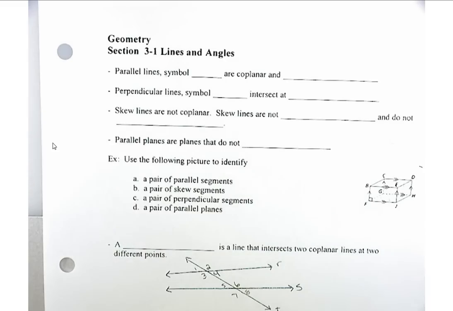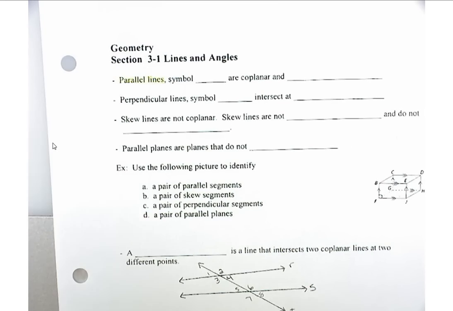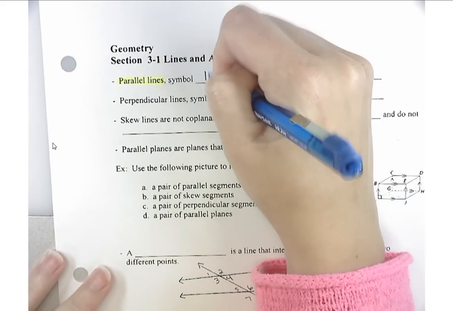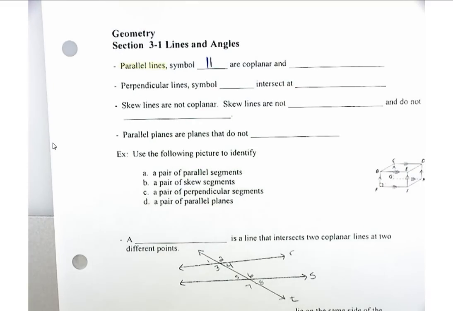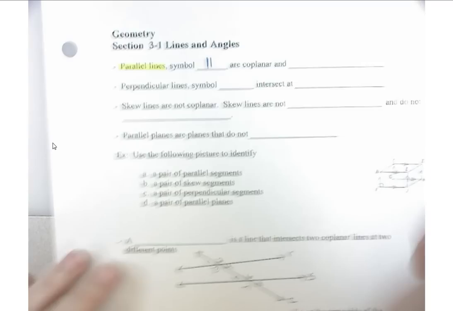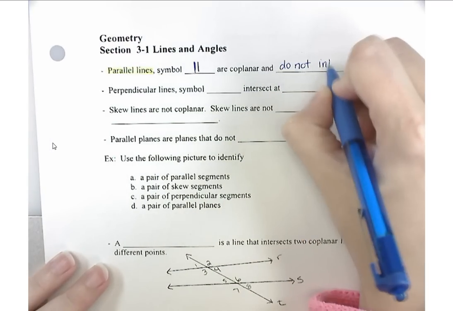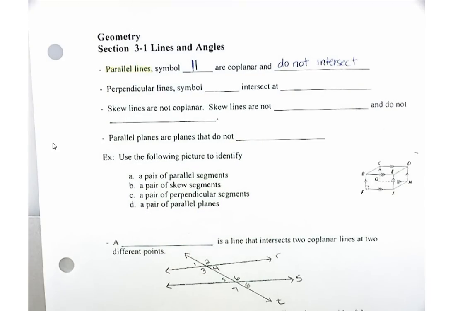So we're going to start our conversation with parallel lines. For parallel lines, we have a certain symbol. It looks like two ones, like an 11 put next to each other. So that's our symbol for parallel lines. And parallel lines are coplanar and do not intersect. Okay, so that means they are never going to meet each other.